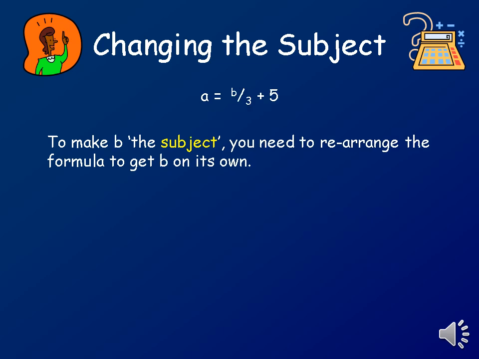Alright, so a little bit more challenging. So you are being asked to make b the subject. So I'll give you 5 seconds. 5, 4, 3, 2, 1. So I'm going to go through the solution, guys. So we've rewritten the equation or formula. So first of all we need to subtract the 5.